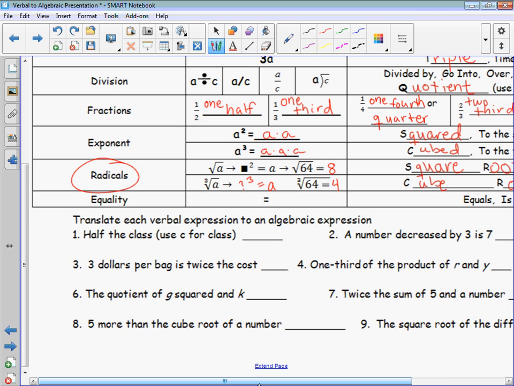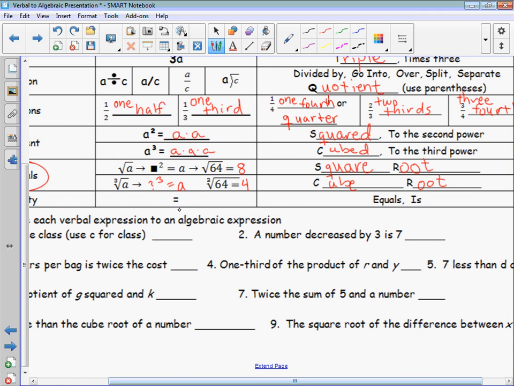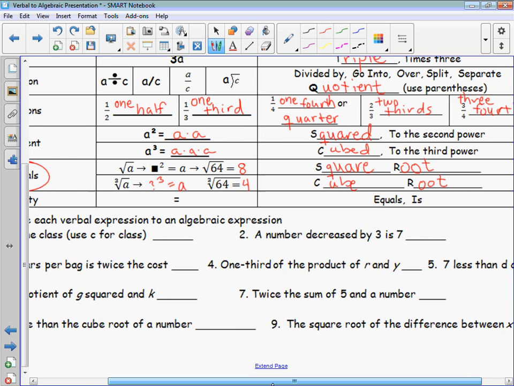All right, and then the last one, of course, when you see this sign, we know what that is, right? Equals, and sometimes if you see the word is, that also means equals. All right, so let's start translating.